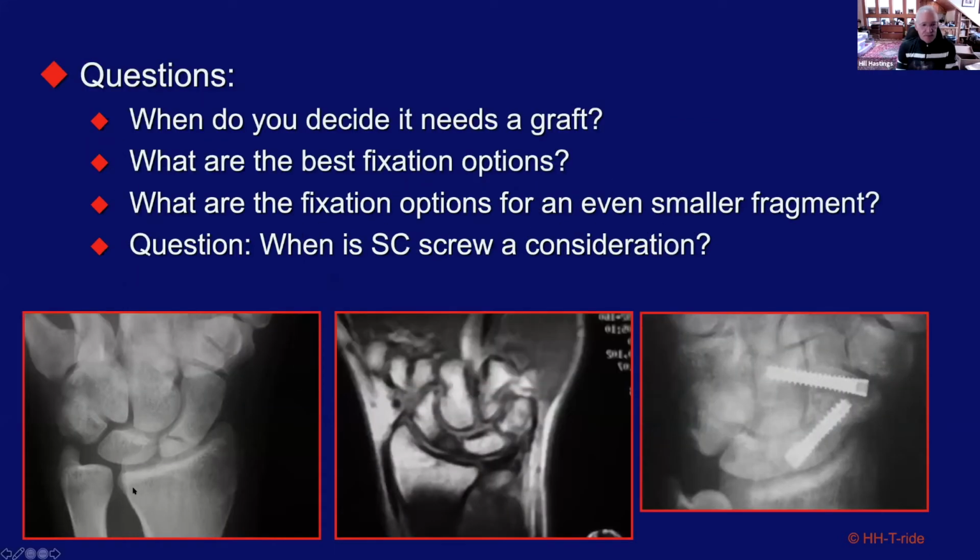So here's the proximal pole, similar proximal pole, maybe very slightly displaced. What happens when you have an even smaller fragment, Kyle? With smaller than this it seems like you might not be able to fix with a standard screw. What are the options with an even smaller proximal pole fracture?